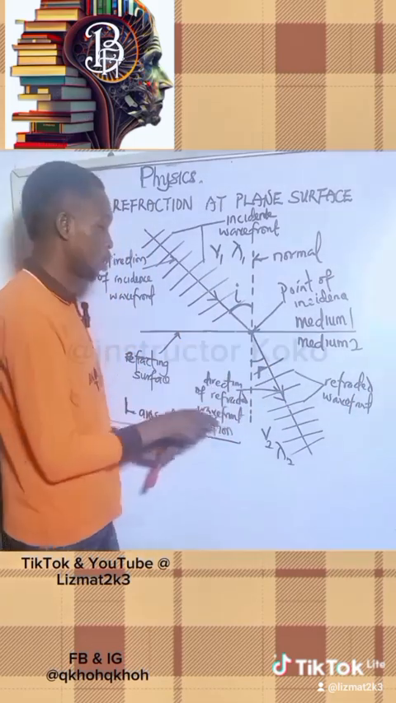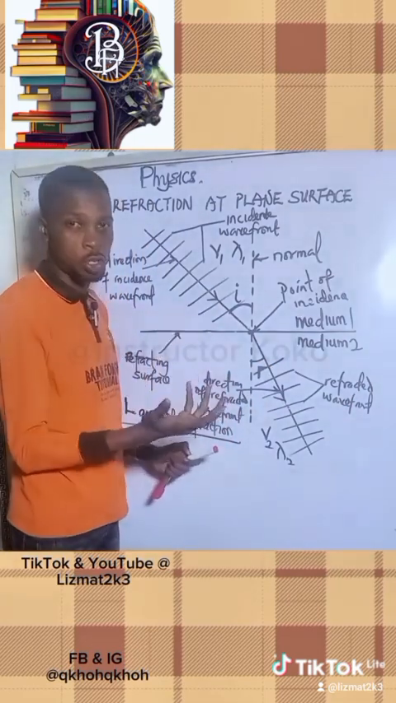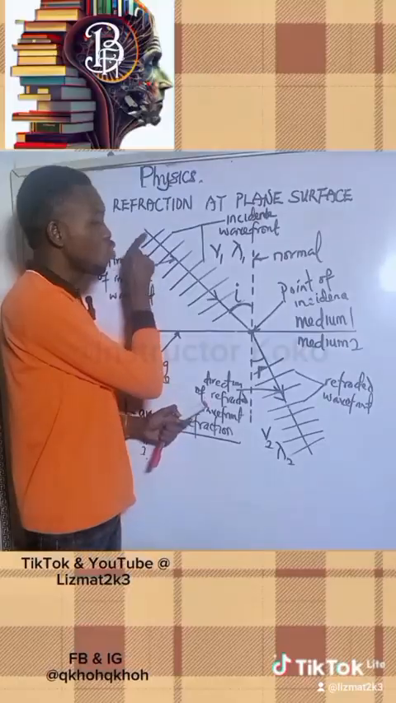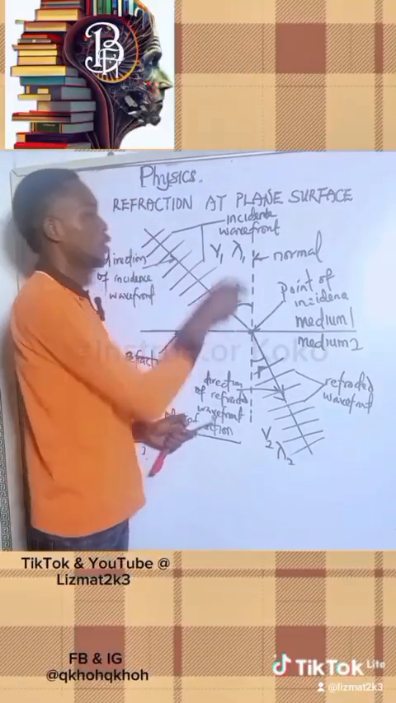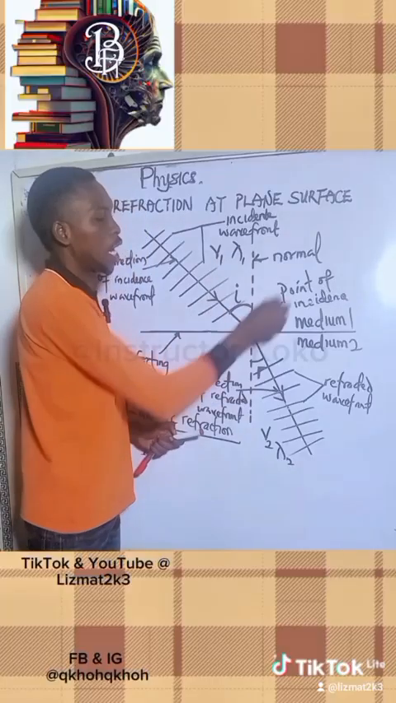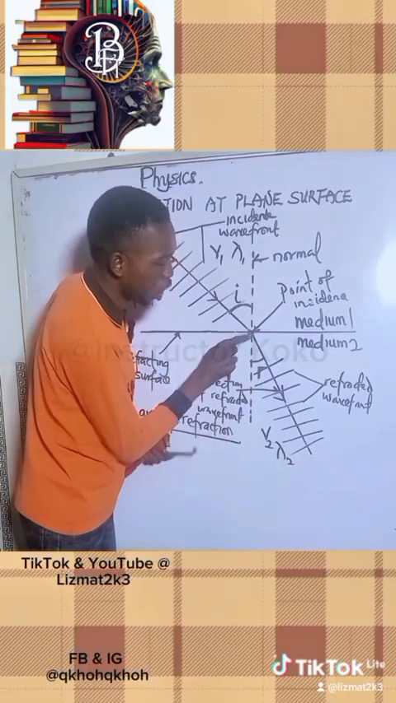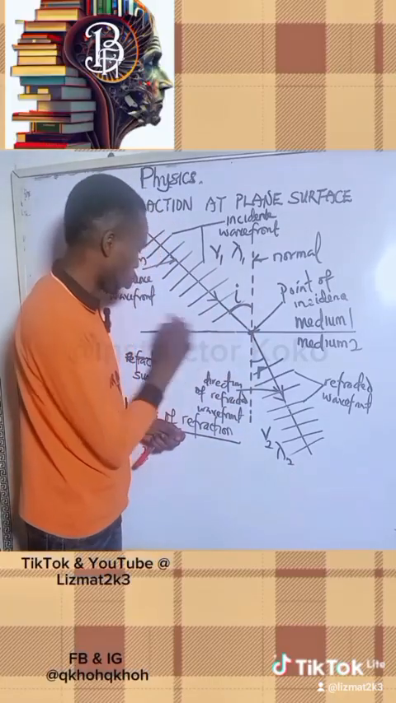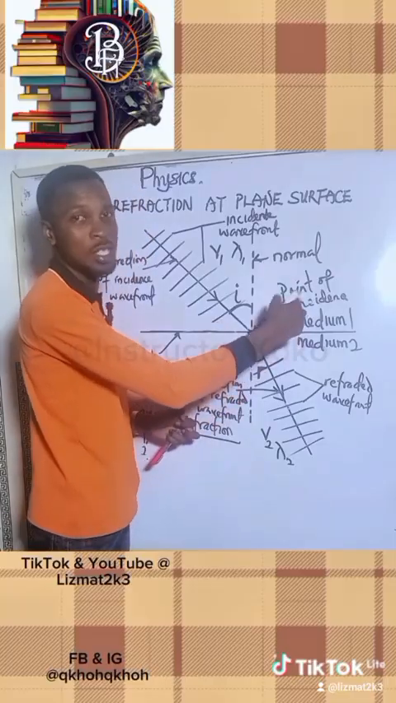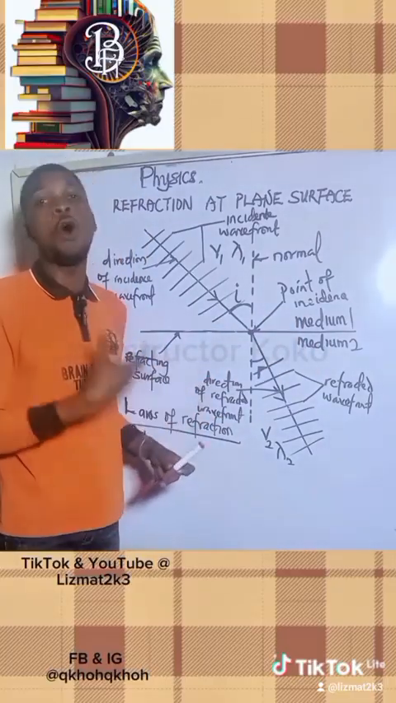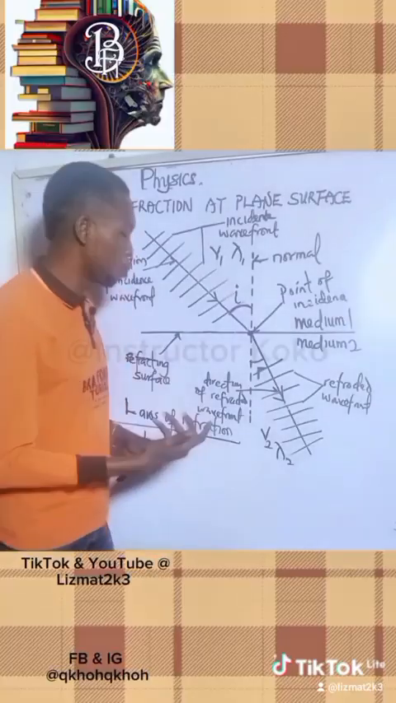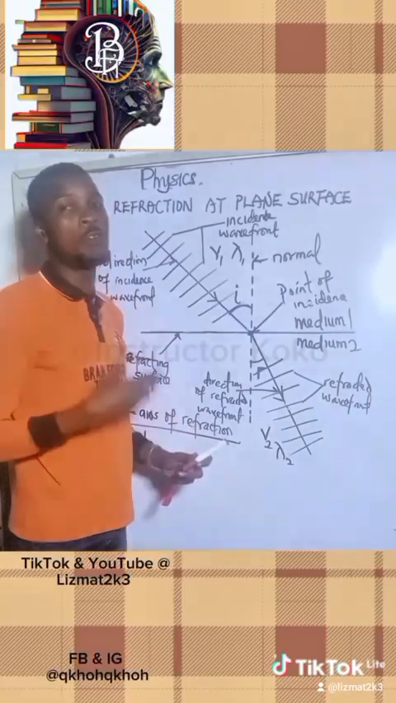I'll take it again. The first law of refraction states that the incident wavefront, the normal, and the refracted wavefront all lie at the same point on the plane refracting surface. And that's all for the first law of refraction. Then we'll also move on to the second law of refraction.